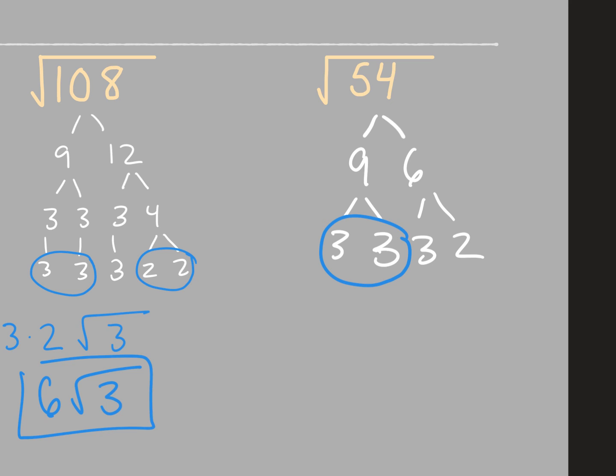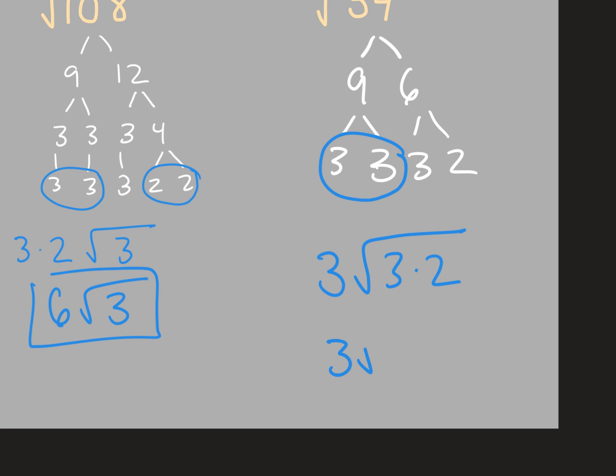Do I have any other pairs? So what's going to come to the outside? 3. How many 3s? Just 1, because I only have 1 circle. And what stays on the inside? 3 and 2. 3 times 2. So my answer is 3 square root 6.